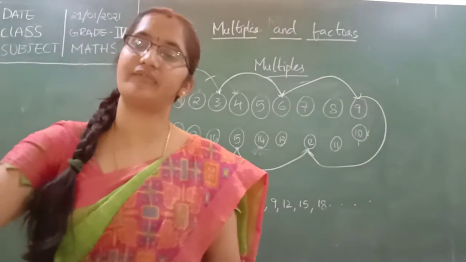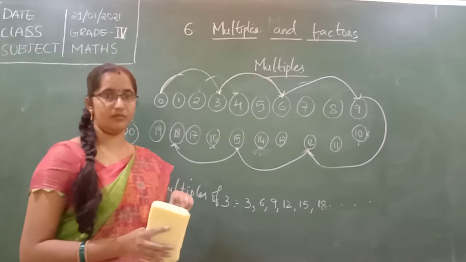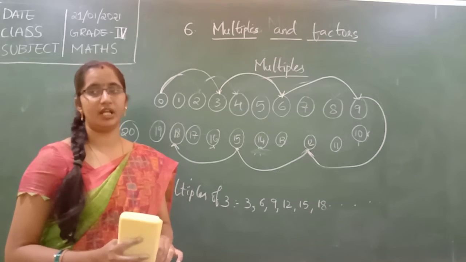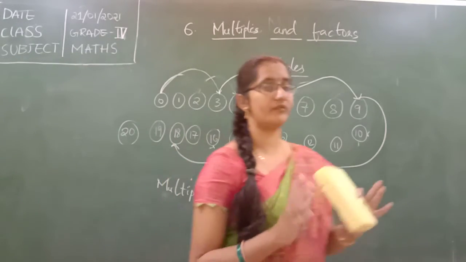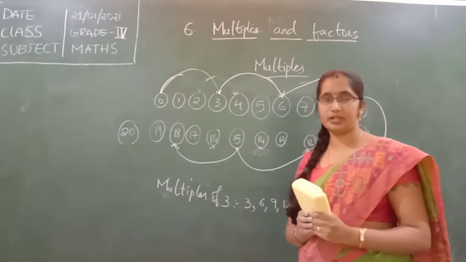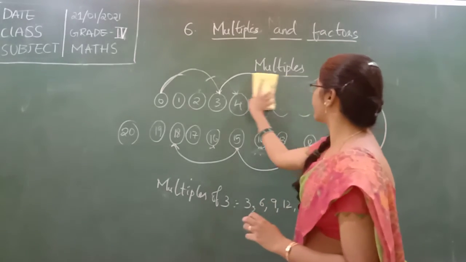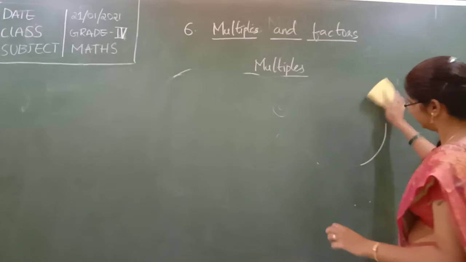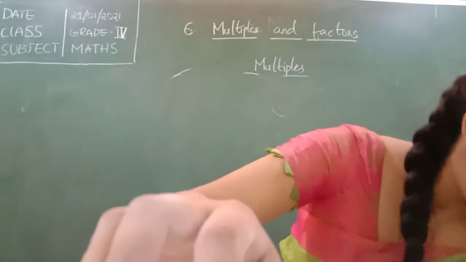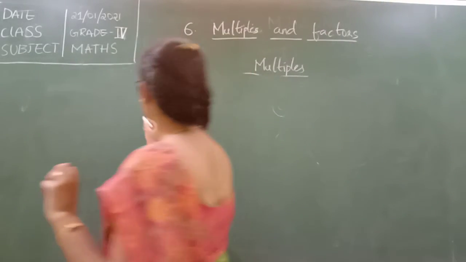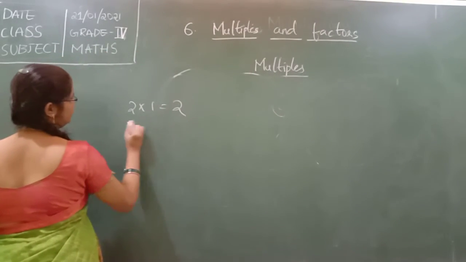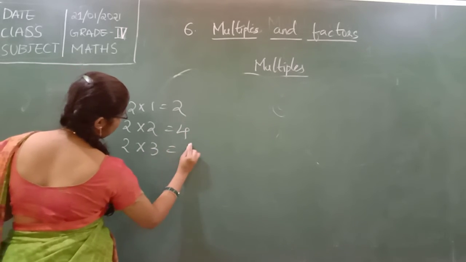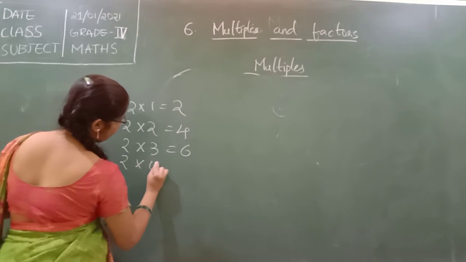So what are the multiples of 3? Whatever number we multiply with 3, we get the product. Those are the multiples of 3. Whenever you multiply a number with some other number, you get multiples. For example, 2 ones are 2. 2 into 2 will be 4. 2 into 3 equal to 6. 2 into 4 equal to 8.